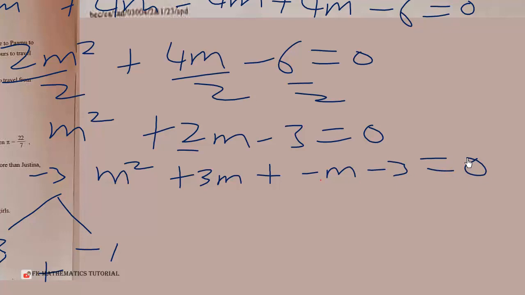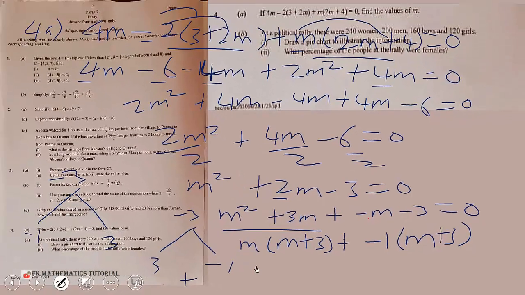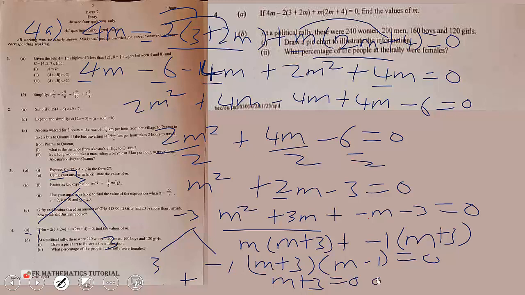So let's factor. If you consider this one, we have m, which is common to them. We have m plus 3. Then if we take this one, we have negative 1, that is common to them. We have m plus 3. So we have m plus 3 and m minus 1 is equal to 0. So we have m plus 3 is equal to 0, or m minus 1 equals 0. Therefore, m is either equal to 1 or negative 3.